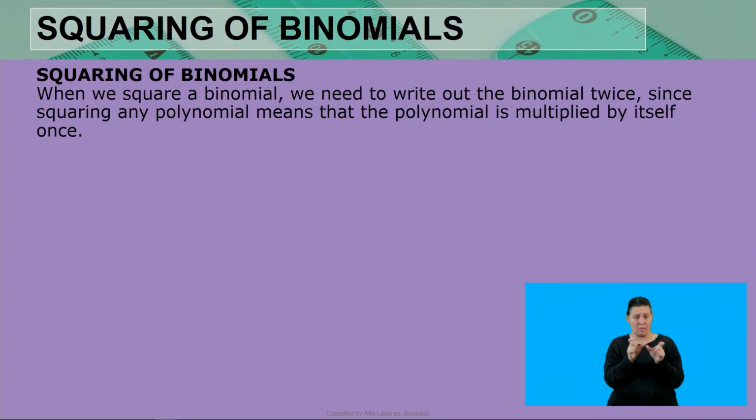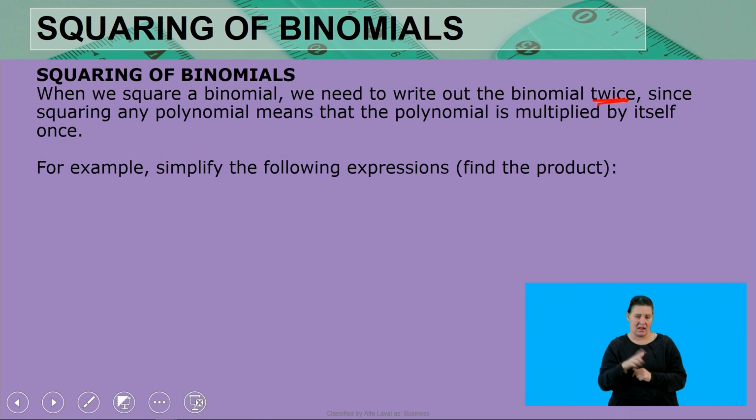108. So the last part of our lesson is the squaring of binomials. Now it's not too different because we've been multiplying two binomials. So when we talk about squaring binomials, let's see how we can calculate those. When we square a binomial, we need to write out the binomial twice, since squaring any polynomial means that the polynomial is multiplied by itself once. So we know when we are squaring anything, we multiply that number or polynomial by itself once. So the same case will be for binomials.